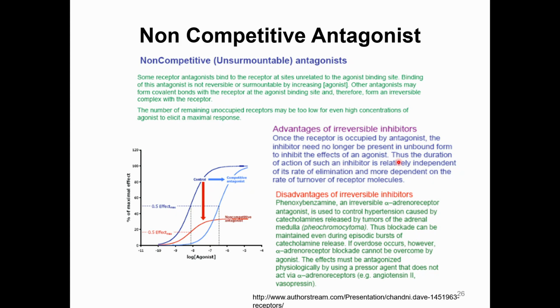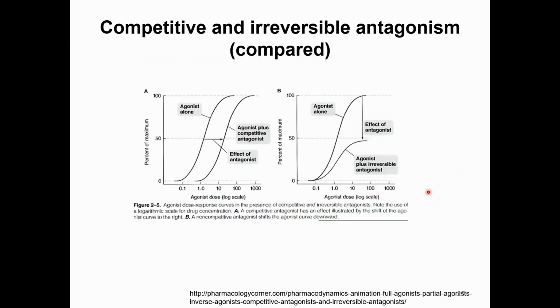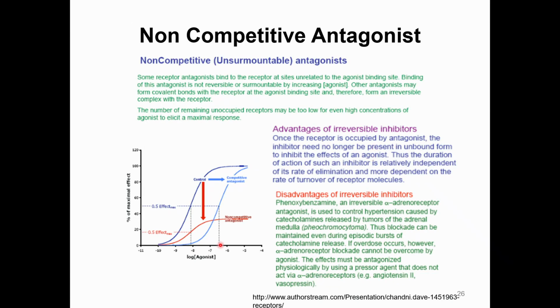Okay, so that kind of brings us to what we call non-competitive antagonists. And this gets a little bit different, but basically I won't go through all of this, but non-competitive antagonists are very similar, if not identical, to these irreversible antagonists. I think we can use them interchangeably because here is the curve for this non-competitive antagonist.